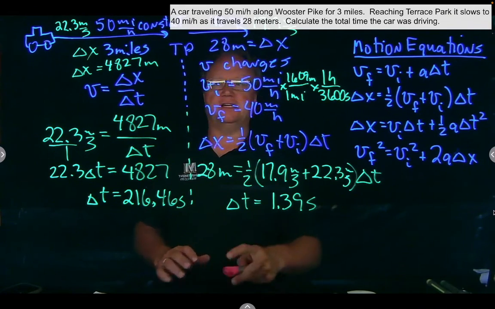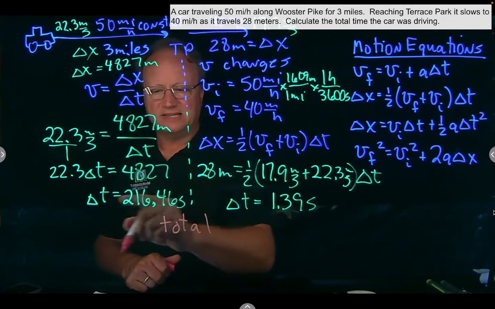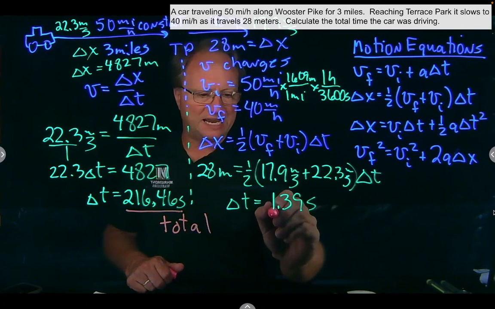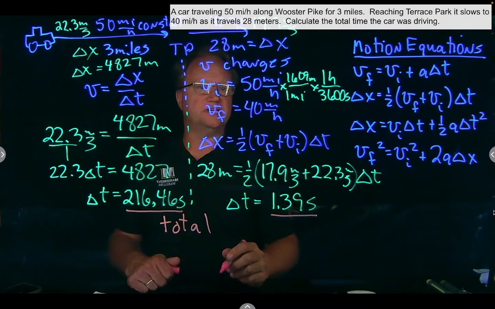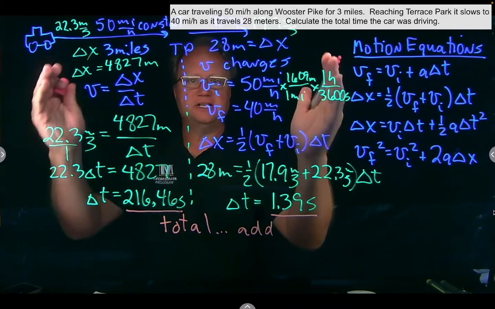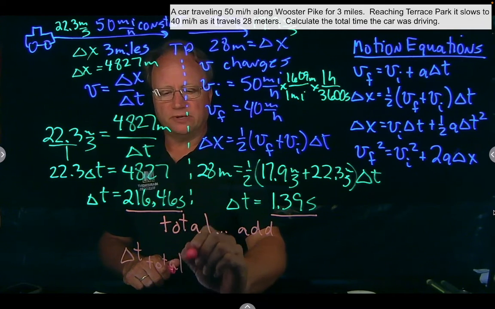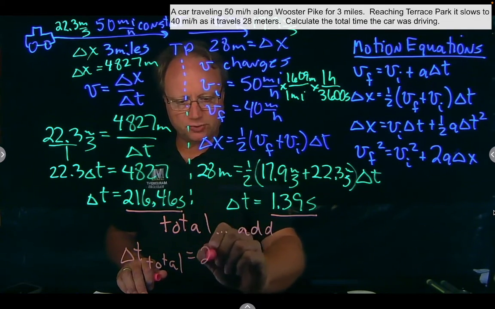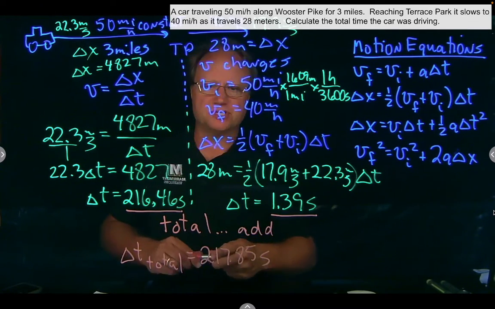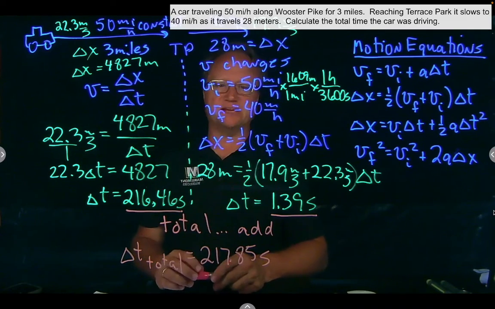Now, what we want to find is the total time. To be able to get the total time, that's going to be the time it took during the constant motion and the time that it took during the changing motion. So then we're going to add these two time intervals together to get the whole thing. So delta t total, when we add those together, 217.85 seconds.